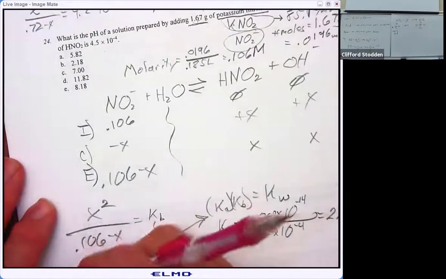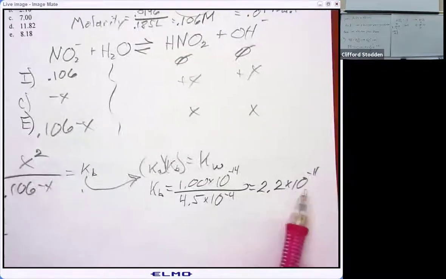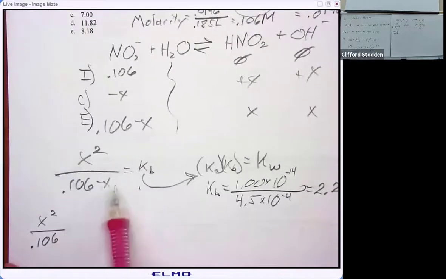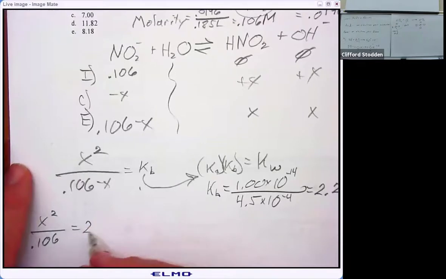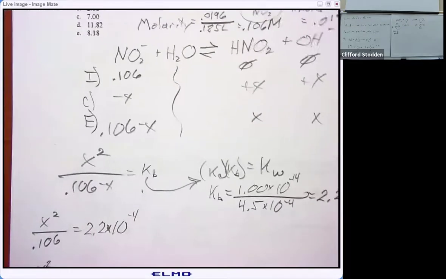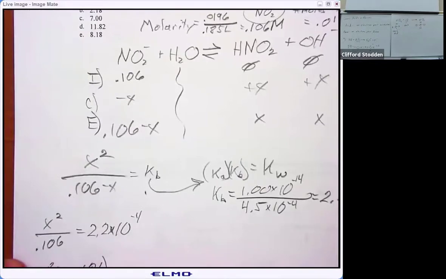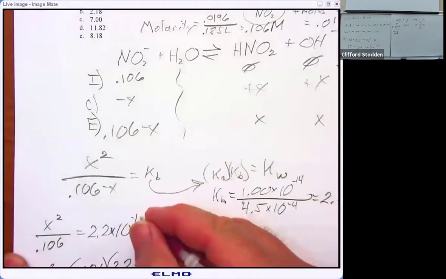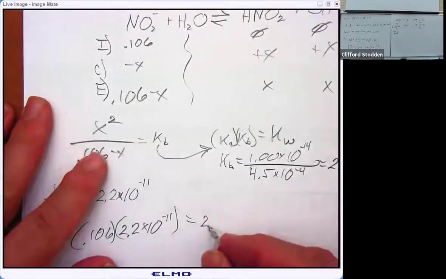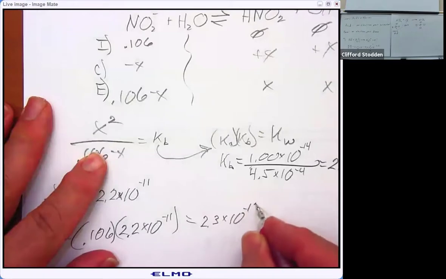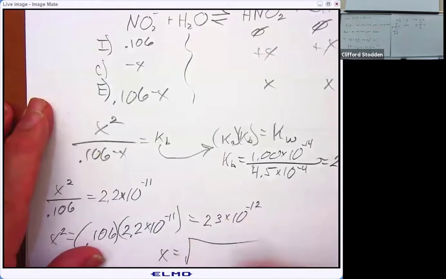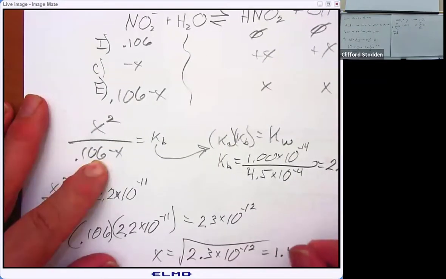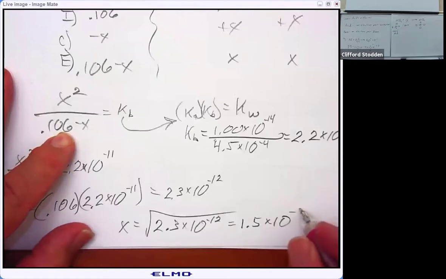So this equation is x squared over 0.106. Now I'm going to go ahead and make the assumption that x is small, because your Kb number here is a very small number. So when I bring this down, I'm just going to get rid of the minus x part. Equals 2.2 times 10 to the minus 11. Now I solve for that. So x squared equals 0.106 times this. This is an 11. It looks like a 4, but it's not. That's 2.3 times 10 to the minus 12. Okay, so x would then be the square root of that, 1.5 times 10 to the minus 6.